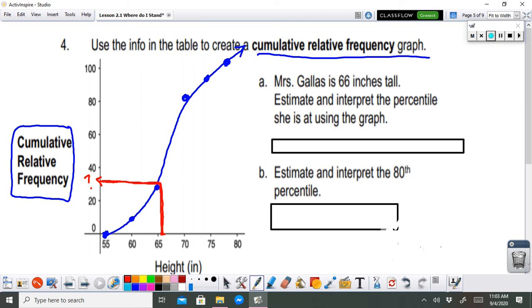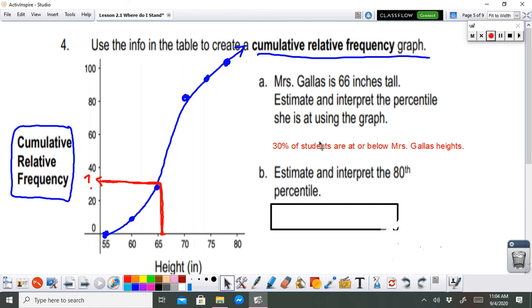What do you guys think? Because Mrs. Gallas is on the 30, I can say 30% of students are at or below Mrs. Gallas' height. So what is Mrs. Gallas' percentile? She's at the 30th percentile, meaning she's not that tall, right? Only 30% of students are at or below Mrs. Gallas' height.